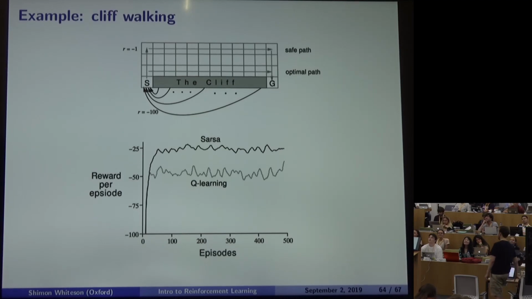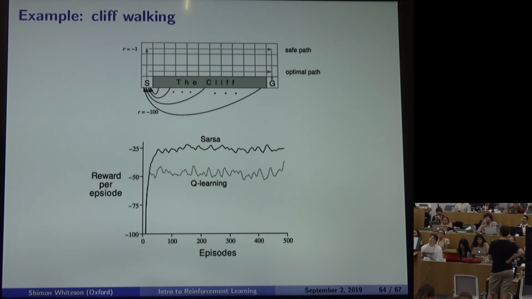Okay, so this is a nice example from the Sutton and Barto book that illustrates the difference between Sarsa and Q-learning. It's called the cliff walking example. You start in this start state and you want to get to the goal state. But there's a cliff here that you don't want to fall off. If you fall off the cliff, you get a big negative reward.